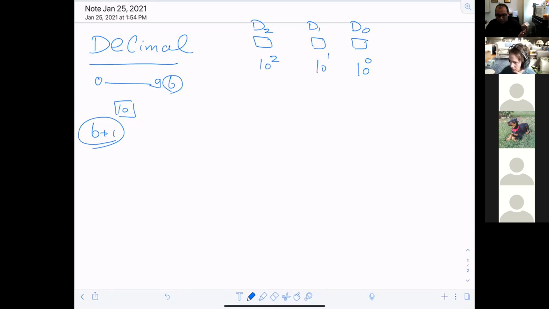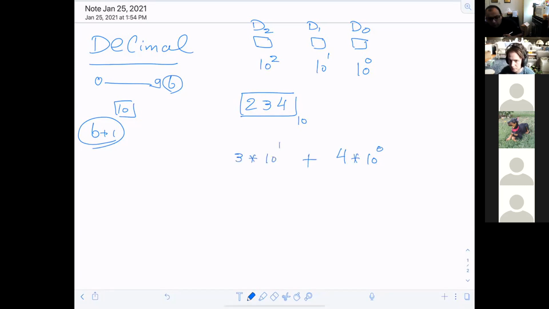For example, if I have 234 as a decimal, I can break it up into 4 times 10 to the power 0, plus 3 times 10 to the power 1, plus 2 times 10 to the power 2. Let's combine this together: 200 plus 30 plus 4, which is 234.